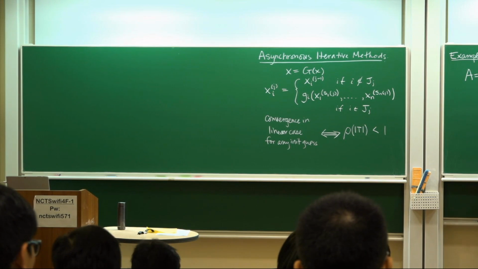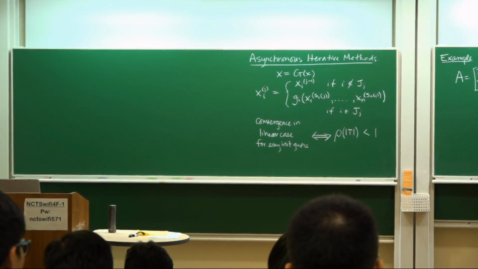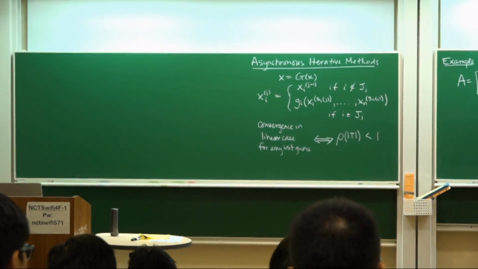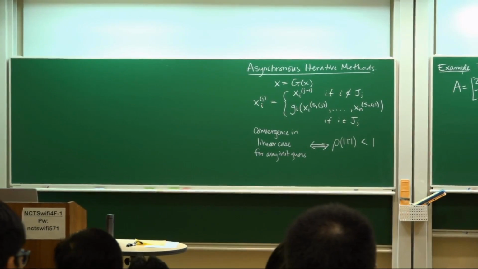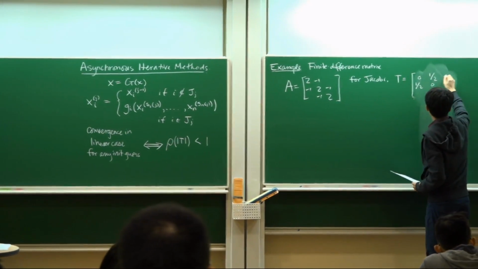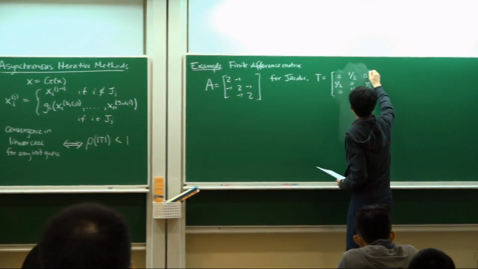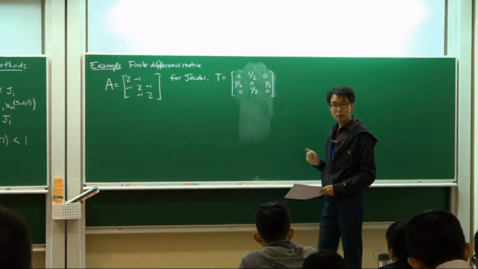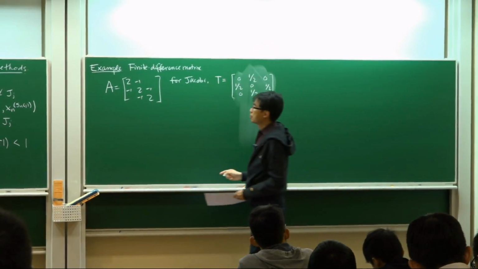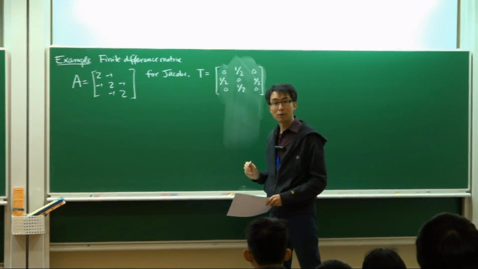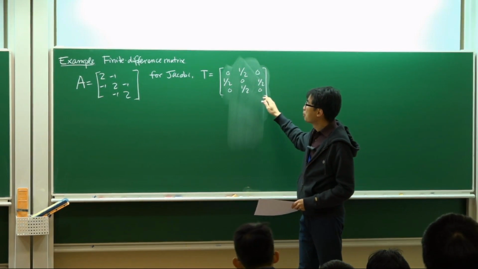Sorry, not right. One-half on the edges, corresponding to the minus 1s, and 0s everywhere else. Okay? And if you look at the spectral radius of this matrix, it's less than 1. We know that for finite difference matrices, the Jacobi method converges. We know that its spectral radius is less than 1, right?